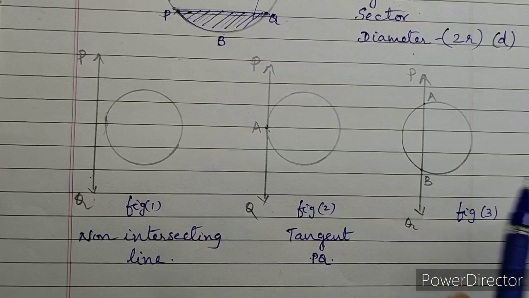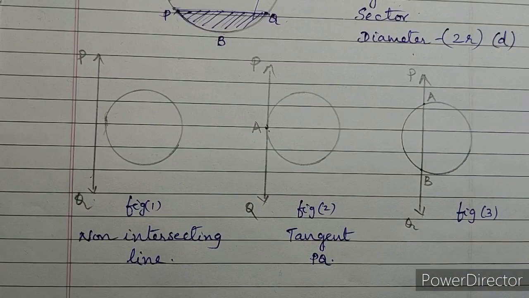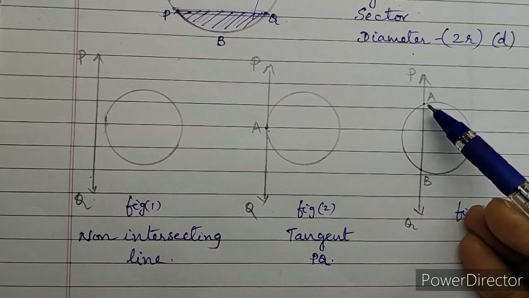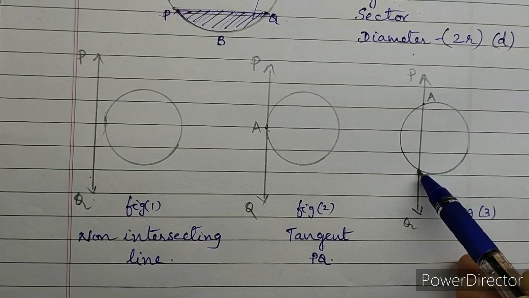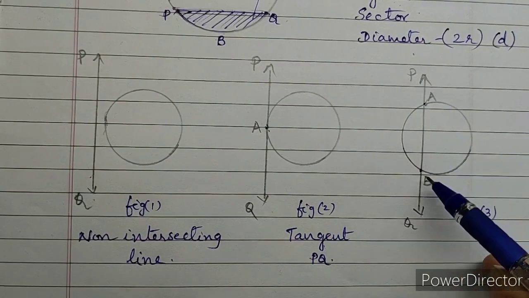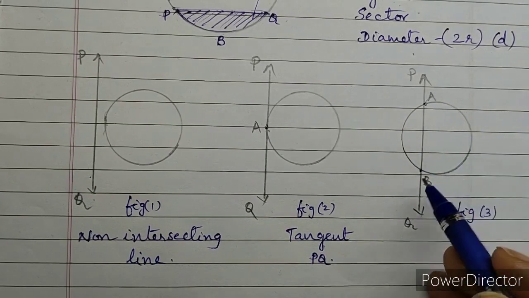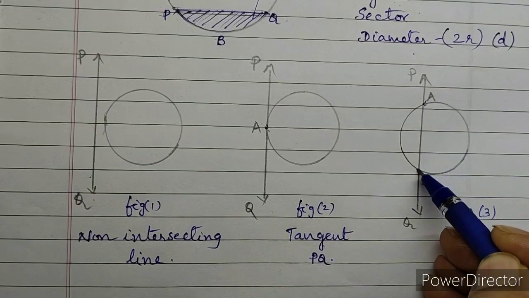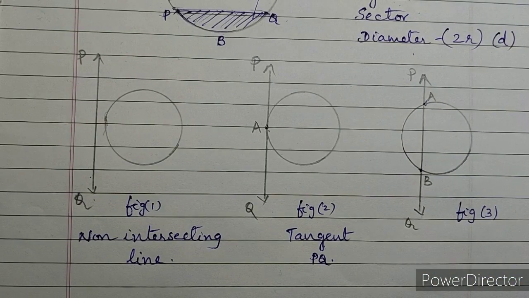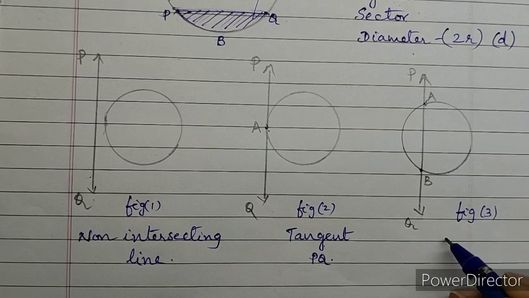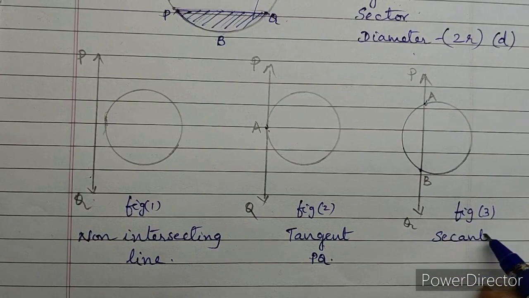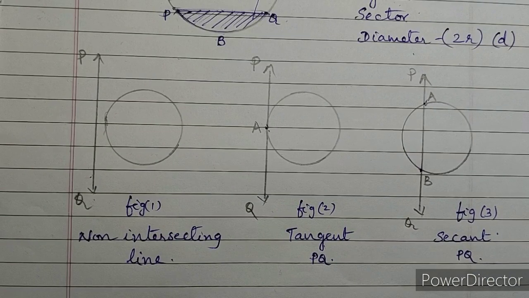In the third case, PQ has entered inside the circle. So there are 2 common points for the circle and the line, which are marked as A and B here. So in this case, line PQ is called secant. So secant PQ. So these are the 3 cases when a line and a circle are given in the plane.